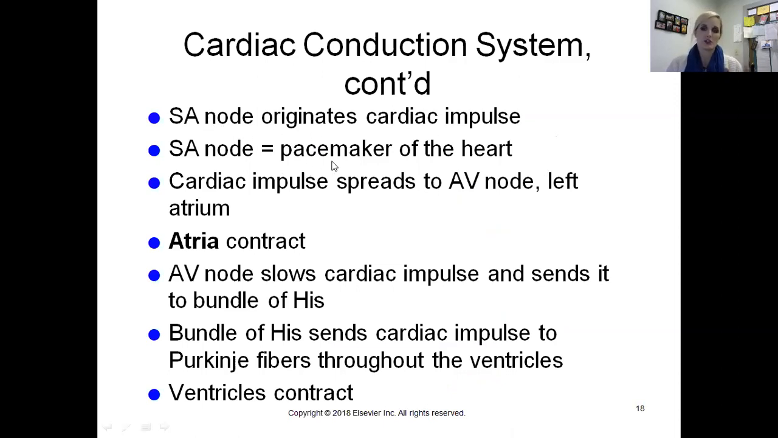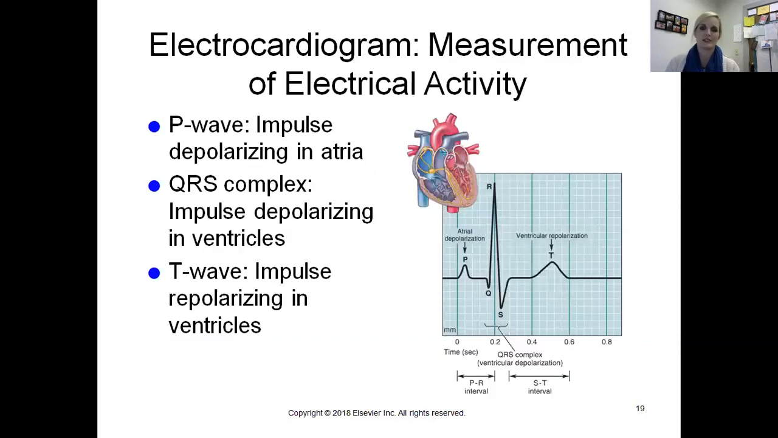The SA node, again, is the pacemaker of your heart. That cardiac impulse spreads to the AV node and the left atria, and then the reaction would be that the atria walls will contract. The AV node then slows that cardiac impulse and sends it to the bundle of His, and the bundle of His will send the cardiac impulse to those Purkinje fibers throughout the ventricles, and the response would be that the ventricles will then contract. So just like I was showing you in that picture, that's how your heart's wiring system works.